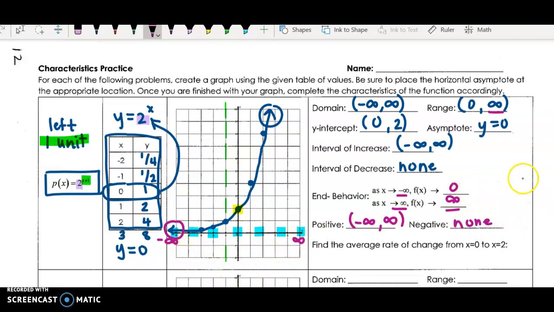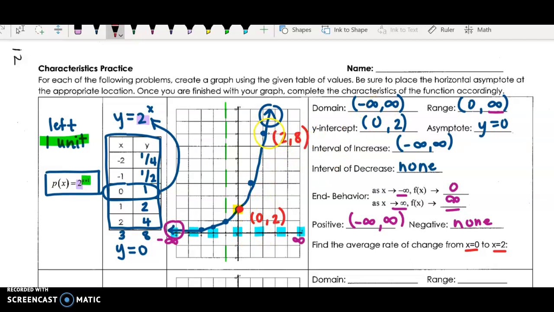Then we'll find the average rate of change. The interval we've been given is 0 to 2. So the point on the graph where the x value is 0 is this point here at (0, 2). And then the other point we're using is x equals 2, so (2, 8).